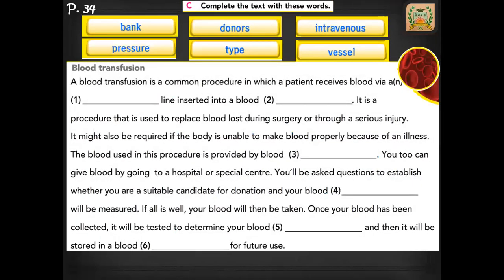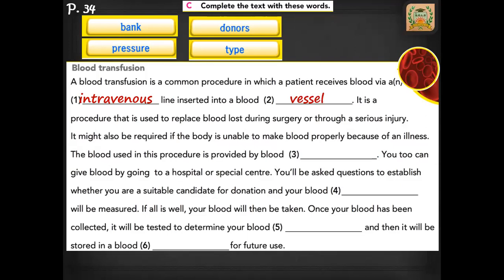This exercise, number C, is very nice and I think you will love it. So let's read together. But first, let's see the 6 words: bank, donors, intravenous, pressure, type, and vessel. The paragraph is about blood transfusion. A blood transfusion is a common procedure in which a patient receives blood via a line inserted into a blood what? Via a line. What line? Yes, intravenous line inserted into a blood vessel. Yes, you study science and biology, and you are great.